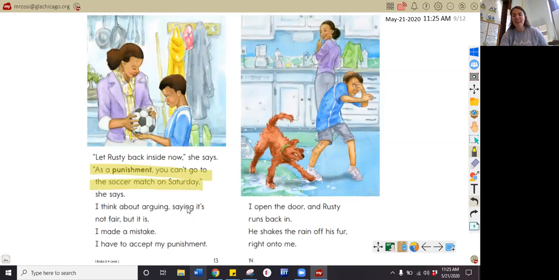In this story, I see that the boy wants to argue and say it's not fair, but it is fair because he lied and this is a consequence. It says, I made a mistake. I have to accept my punishment. So the boy wants to say, that's not fair. I want to play in my soccer game. But he made a mistake and that's his consequence.